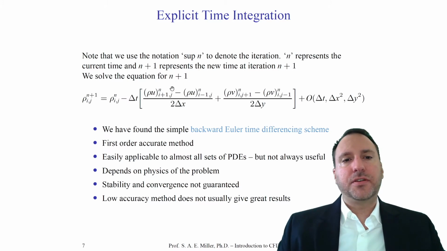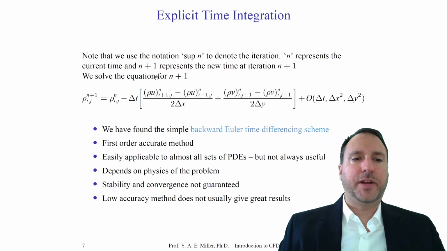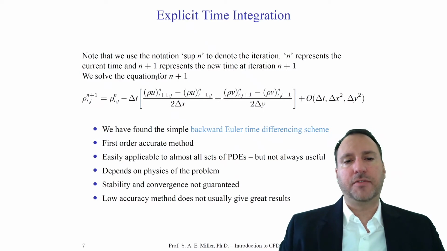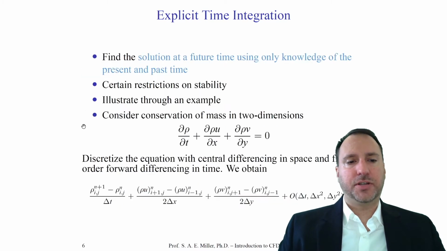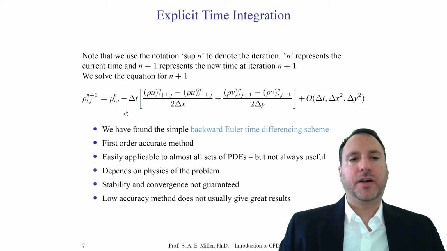I have used the notation sup n to denote the iteration. Remember, n represents the current time and n plus 1 represents the new time, and iteration n plus 1 or n minus 1, etc. In fact, we could advance to n plus 2, n plus 3, n plus 4, etc., and just keep incrementing our n's from one time level to the next. So if we solve from the previous equation for rho of ij at n plus 1, we'll find the following equation.